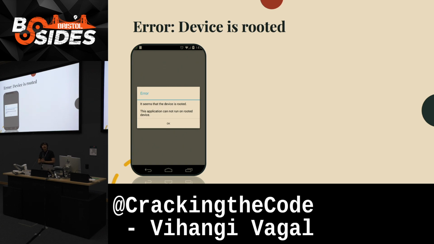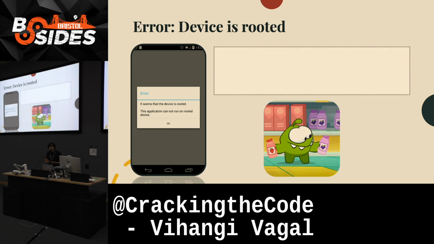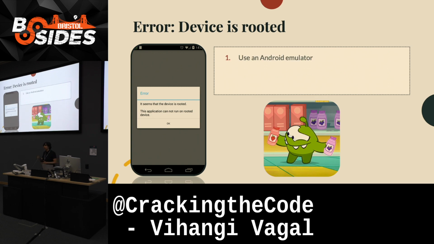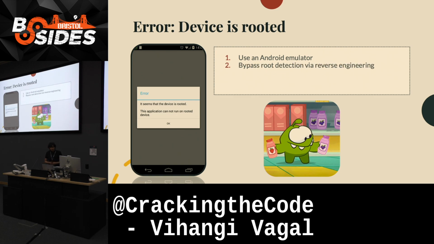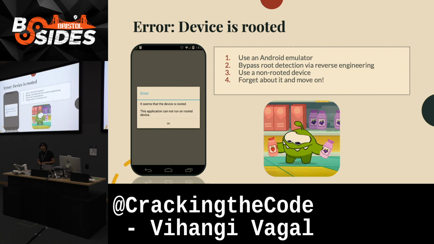Great. So, if your phone is rooted, then you should get this error while loading an application. It's basically a security mechanism to check whether your device is rooted or not. What do we do? There are some solutions. We could use an Android emulator, which we'll see in a second. We could write a custom script and hook the application with objection or Frida. We could use a non-rooted device. Not the best solution. Or we come back to this later.